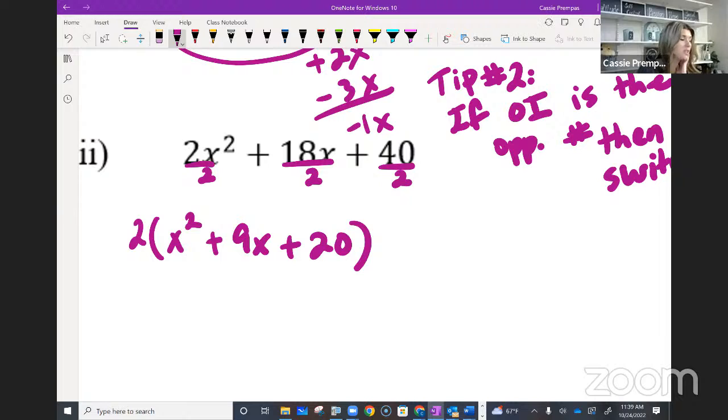Now I have 3 terms. I know they came from something that's been FOILed. So write down your 2 parentheses. And just leave that little GCF on the outside. It doesn't affect anything else.